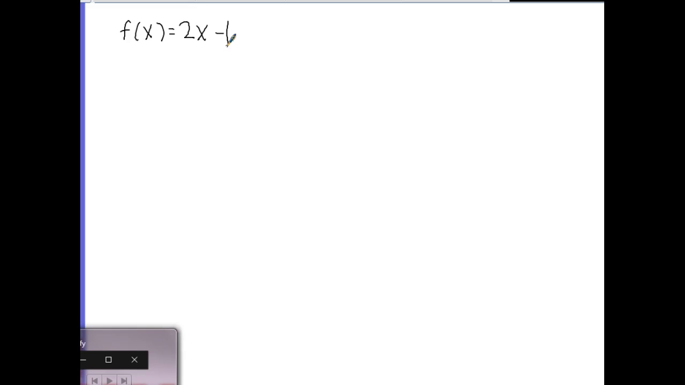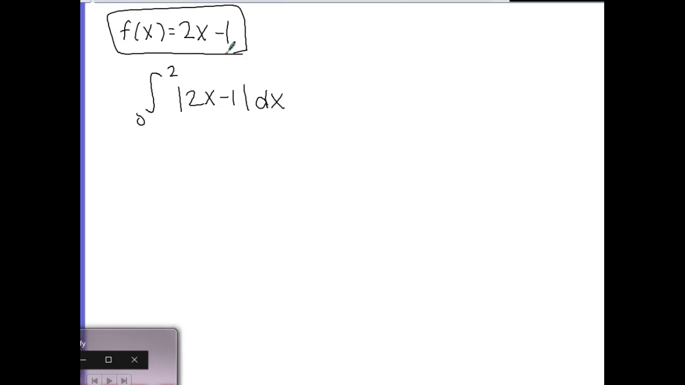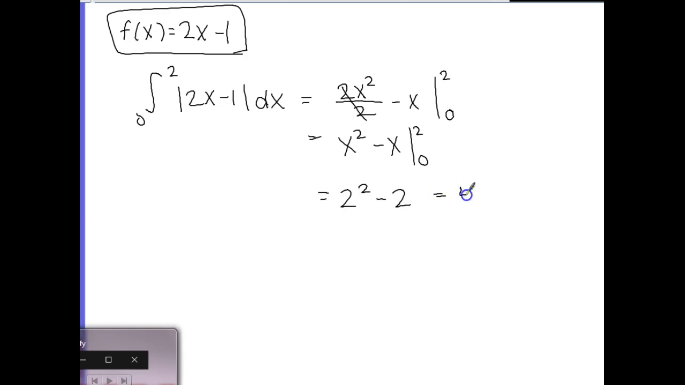Sorry about that. So we're evaluating from 0 to 2, the absolute value of 2x minus 1 dx. The f of x we're looking at on the piecewise is the 2x minus 1. Using your power rule to bring this back, you get 2x squared over 2 minus x from 2 to 0. What's really nice is when you have a lower bound of 0 and x's, what happens to them? So this is really like 2 squared minus 2.